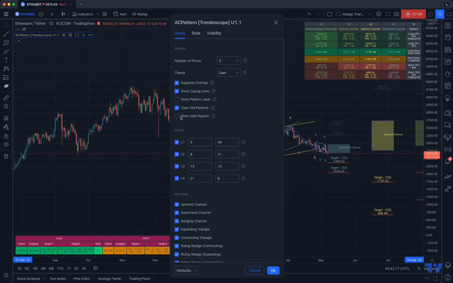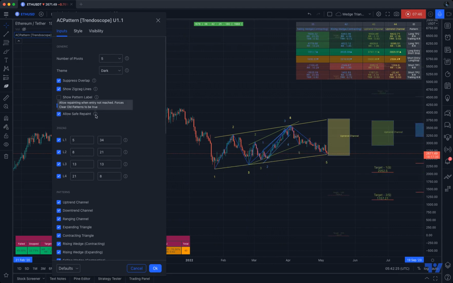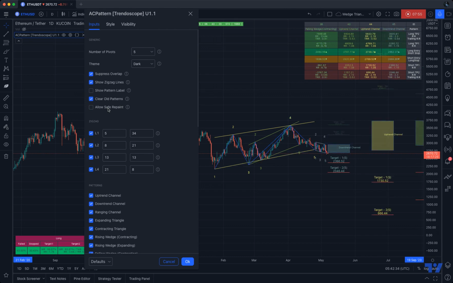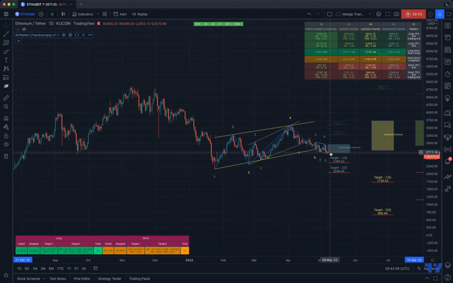Okay, so the next point is safe repaint. This is an interesting one. A lot of people ask whether it repaints. That's the most common question I get for any of my indicators. Repainting itself is not bad, but it has to be safe, in the sense that it should not change our trading decisions. So safe repaint here means repaint only if we have not entered the trade.